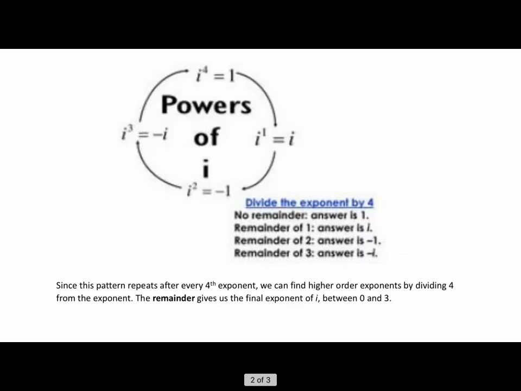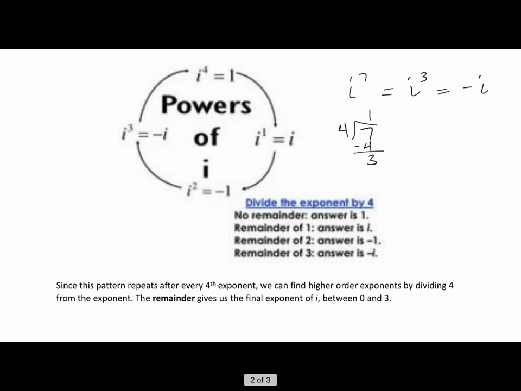So since the power repeats every 4 times, a way that we can find the equivalent power of i is by just dividing the exponent by 4 and seeing what the remainder is. So for example, i to the 7, that's an easy one to check. If I do 7 divided by 4, that goes in 1 time, and the remainder is 3. So that's equivalent to i to the third, which is negative i.